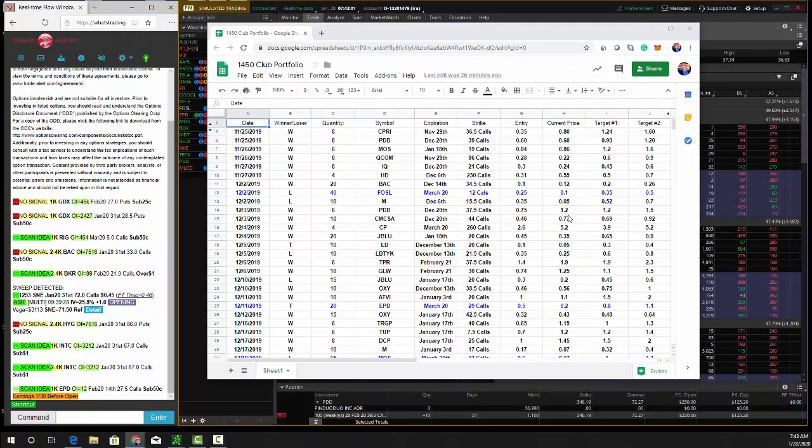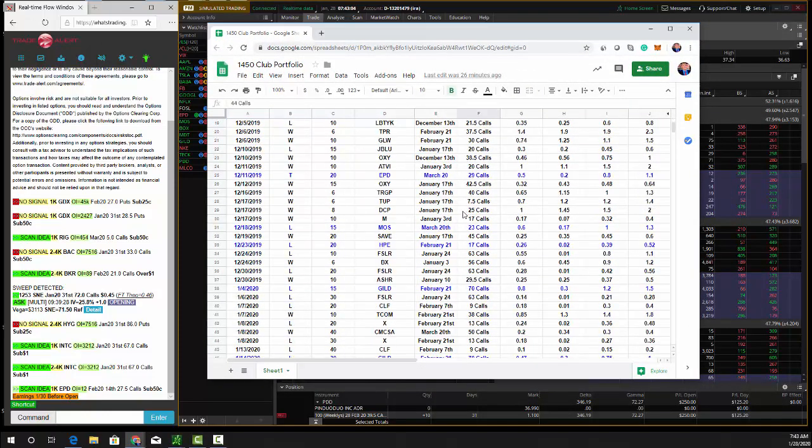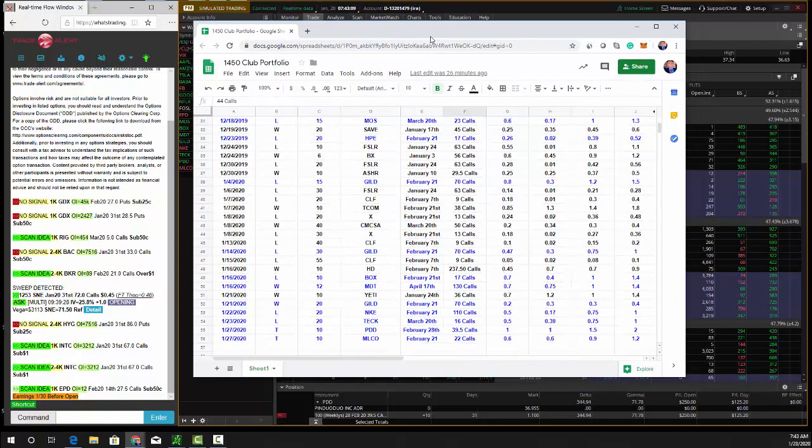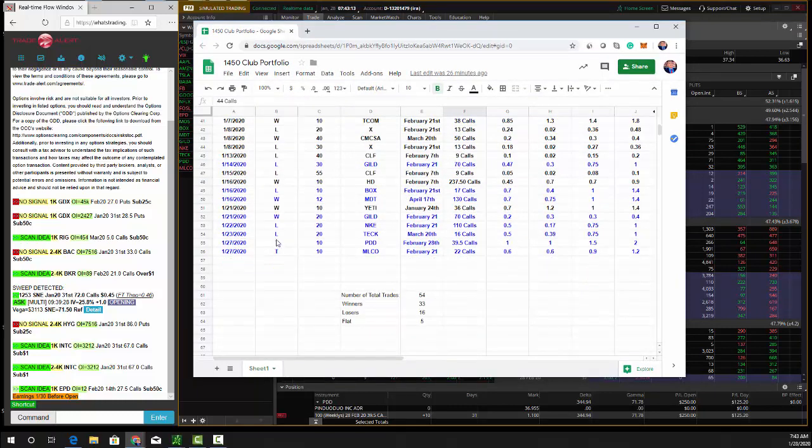So we have 34 winners, 17 losers, which is really good. That Gilead went back to a winner. So this is the complete portfolio. If you guys want, you can take a screenshot of this right now. In the notes tab, we only have open positions. So this is the complete portfolio, 54 trades.